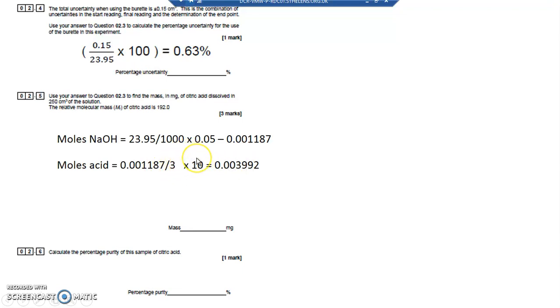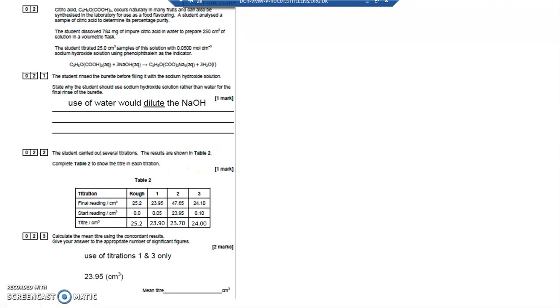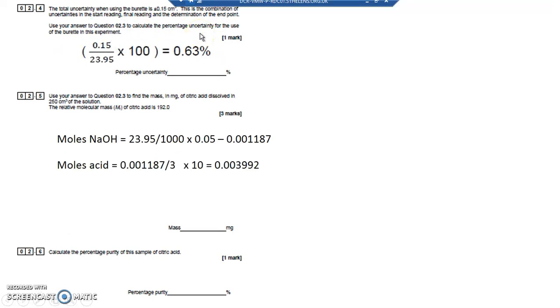I need to multiply by 10, however, because I've worked out the number of moles of acid in the 25 centimetre cube sample. I want to know how many are in the 250 centimetre cube sample. 25 centimetre cubes is a tenth of this amount, so if I multiply by 10, I'll work out the number of moles of acid in the volumetric flask at the beginning. So now I'll multiply by 10. It's 0.003992. That's the number of moles of acid that are actually in the flask.